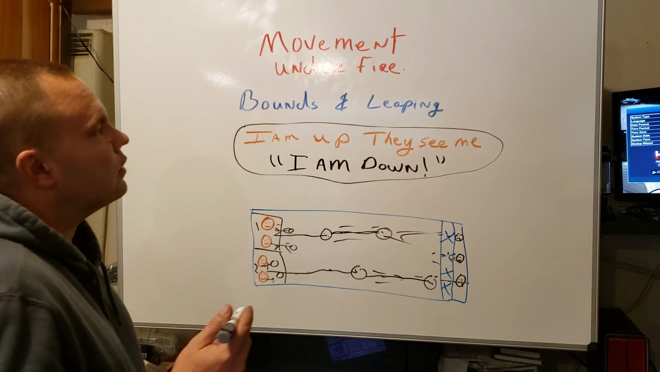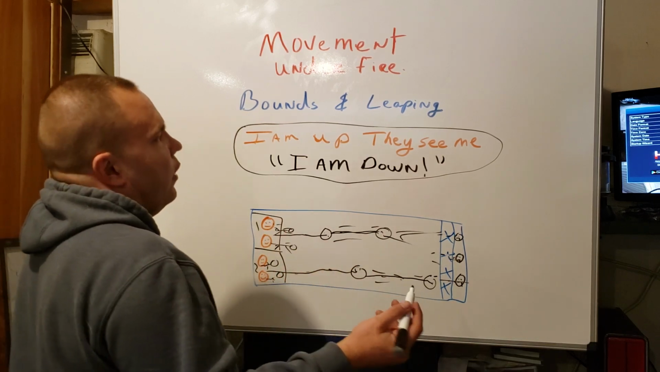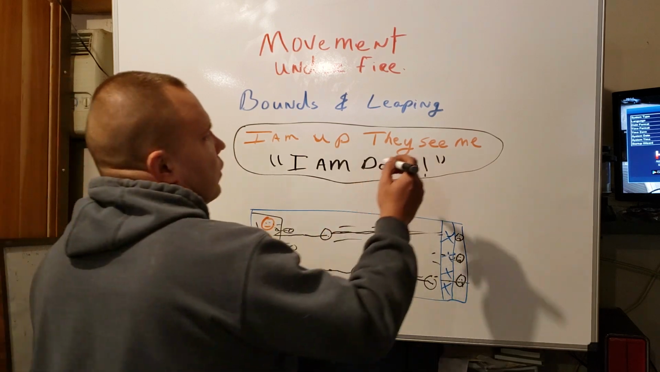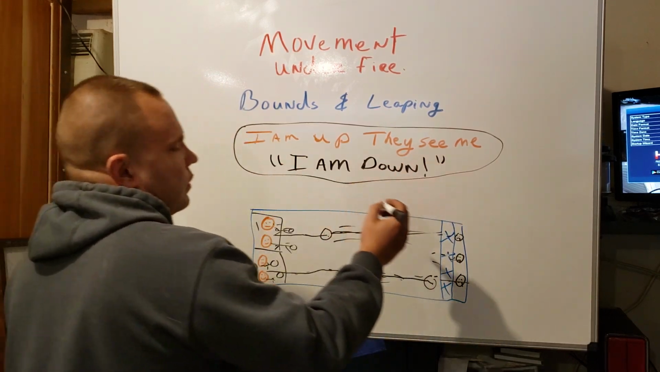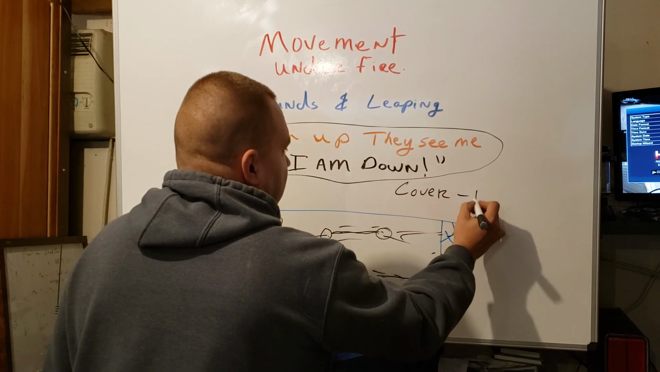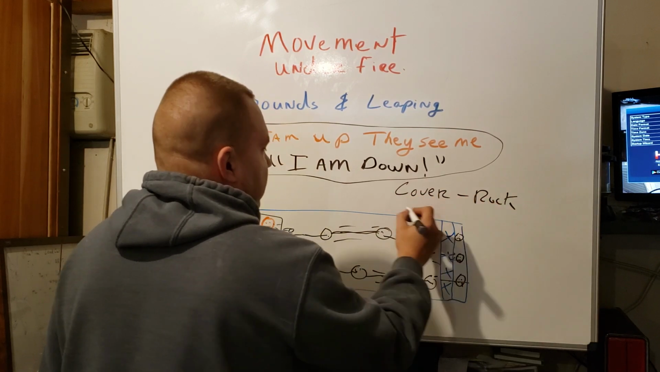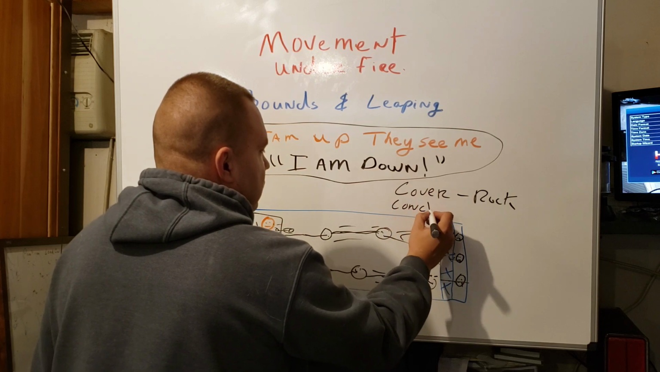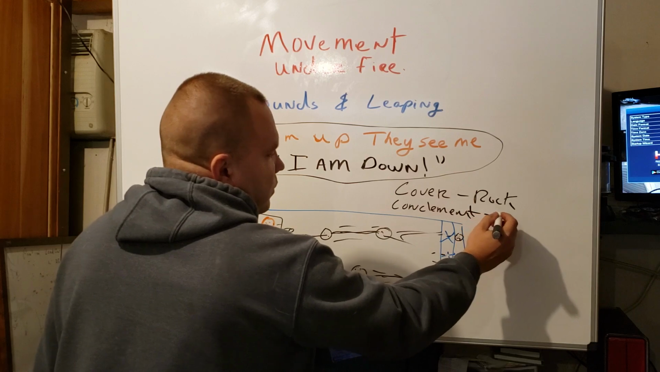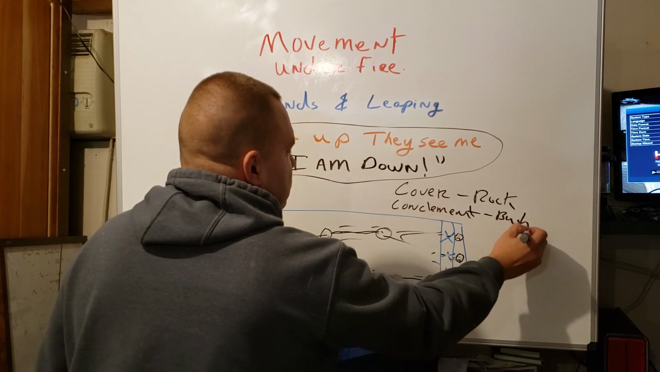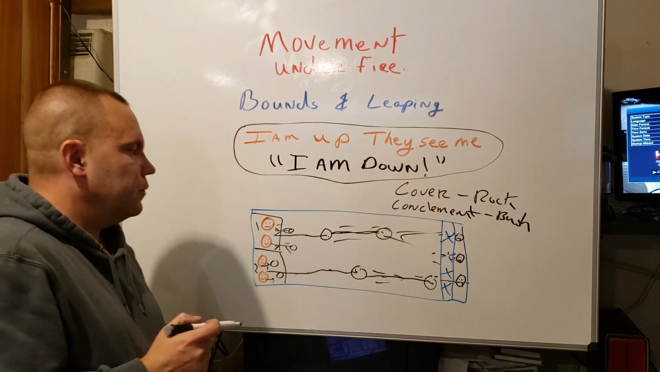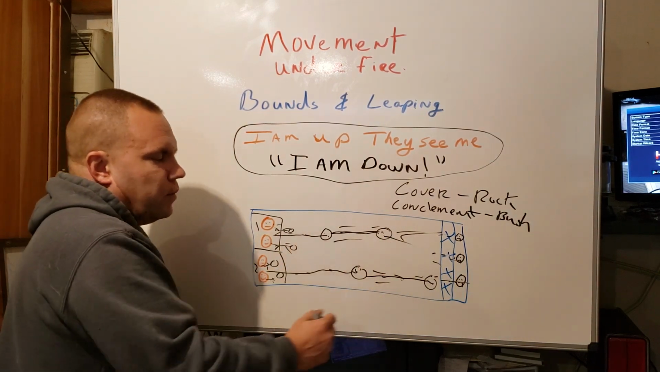I probably should have talked about the difference between cover and concealment. The best analogy I've ever seen for cover and concealment is this. So, let's see. Cover is like a rock. And if I spell concealment right, concealment, which is probably wrong, is a bush. So you have cover and concealment, right? Concealment does nothing at this point, right?